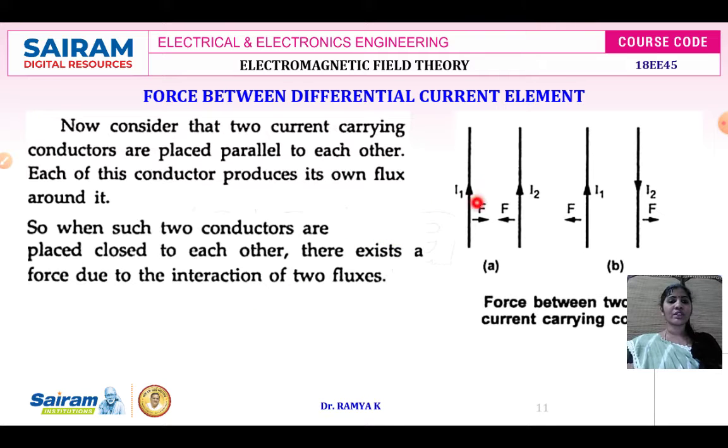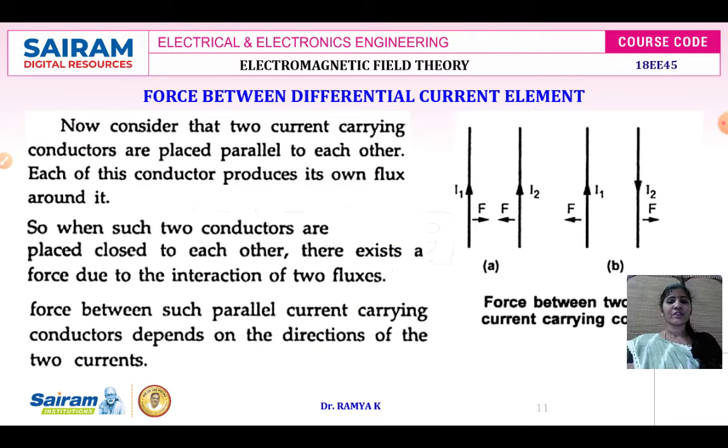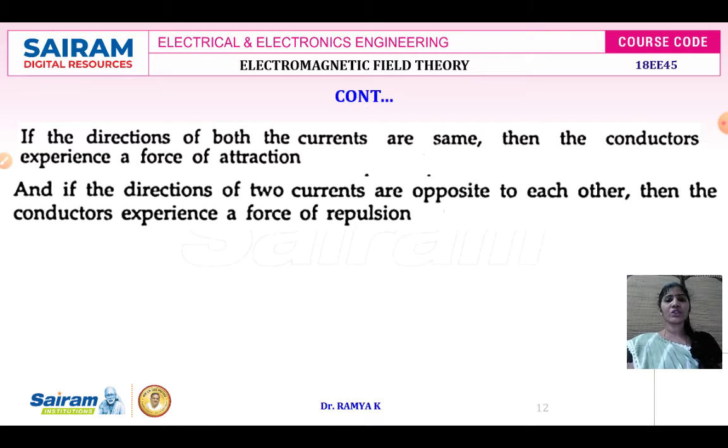When the currents are in the same direction, there is a force of attraction. When the currents are in opposite directions, there is a force of repulsion. So the force between such parallel current carrying conductors depends upon the direction of the current. As we discussed, for force of attraction, the direction of the current is the same in both conductors. For force of repulsion, the directions of the current are opposite to each other.